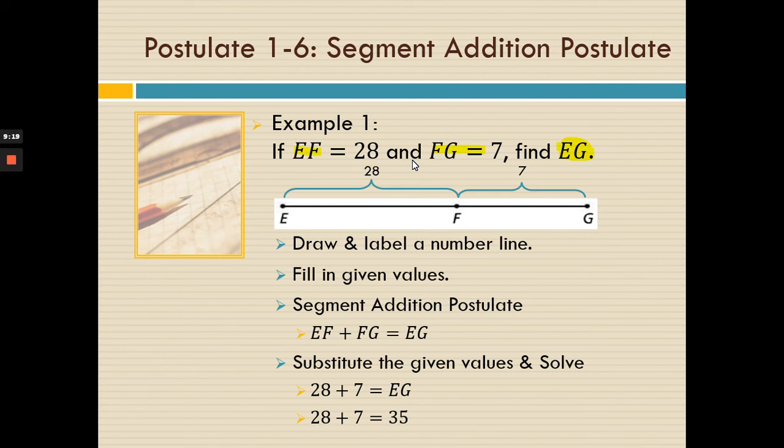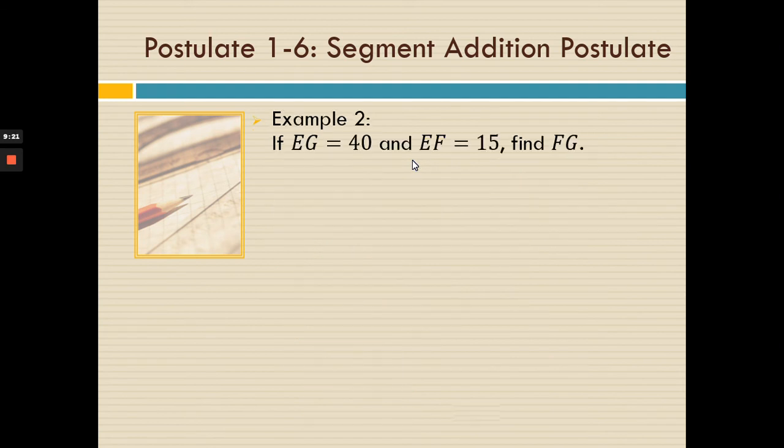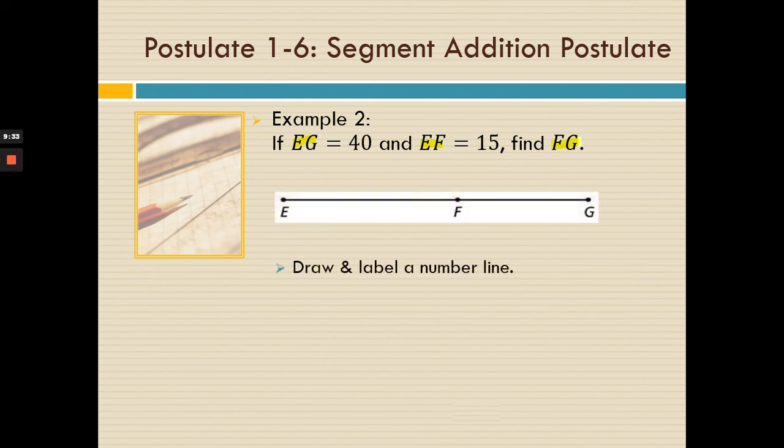This next one, example number 2, this time is a little different. This one gives us EG, and it gives us one of the small chunks. We need to find the other small chunk. So we're going to use that same picture. It's already printed on your notes. This time it tells us that the whole entire thing altogether is 40, and only one piece of it is 15. So we're trying to find what this other chunk of it is.